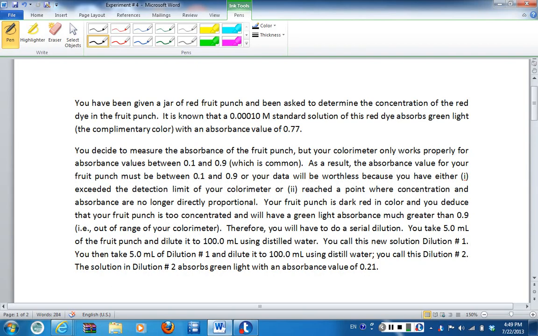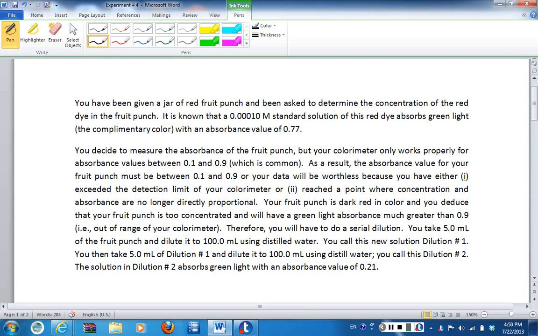Now, it is known that a 0.0010 molar standard solution of red dye absorbs with an absorbance value of 0.77. So we have something to compare it to, which, when you go to determine the concentration of iron in a vitamin, you will have something to compare it to as well.